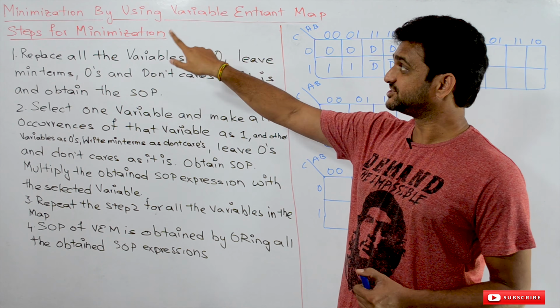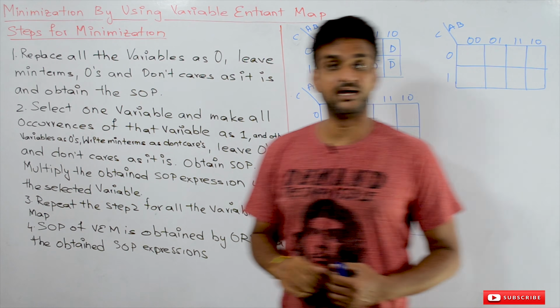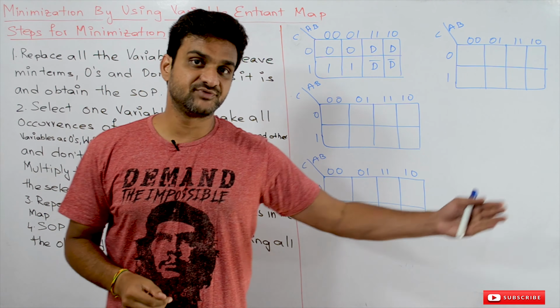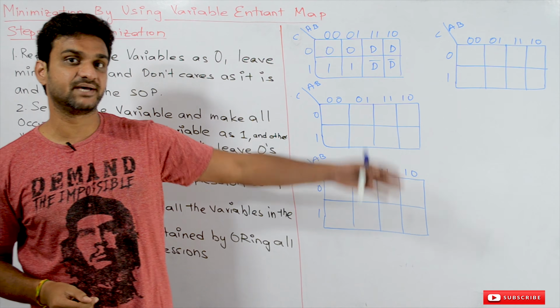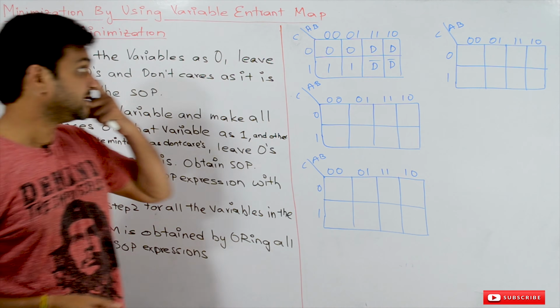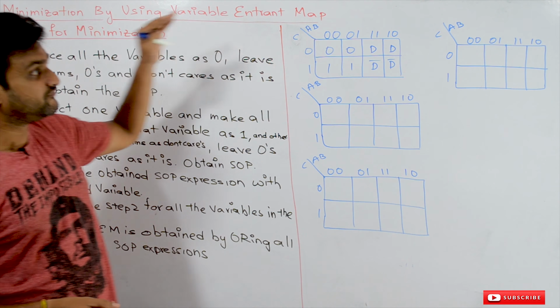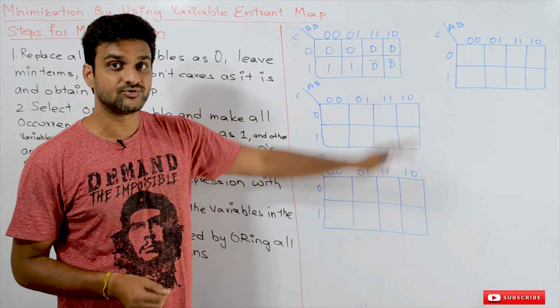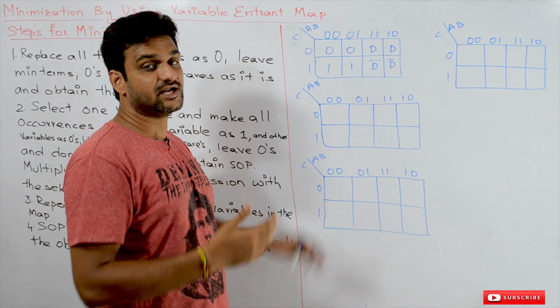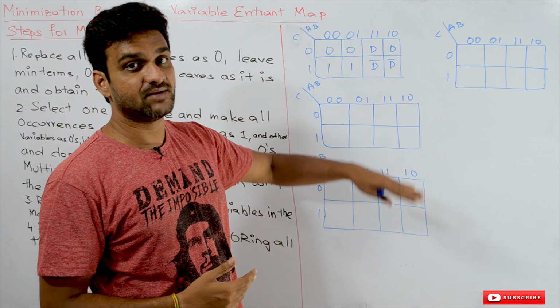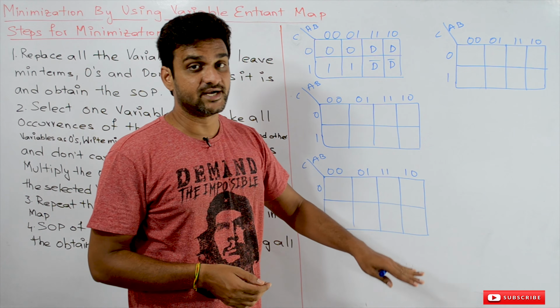In this video, we'll try to solve one more example. The minimization by using the variable entrant map. In our previous video, we have clearly seen one of the examples. There we were given the function and we converted it into a three variable function, and later we solved the minimization of the variable entrant map.